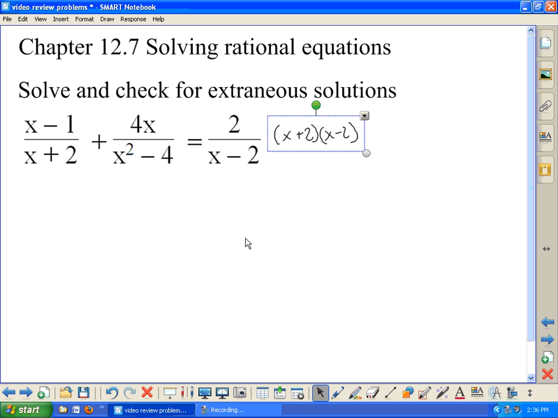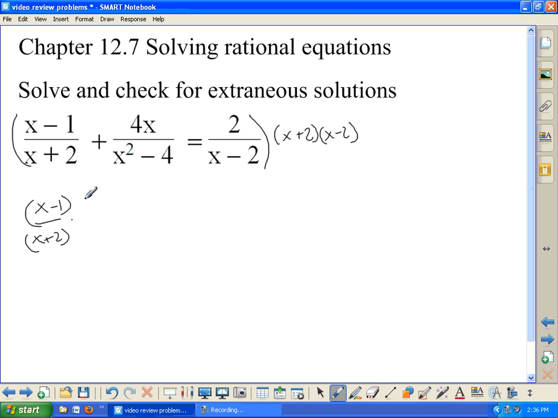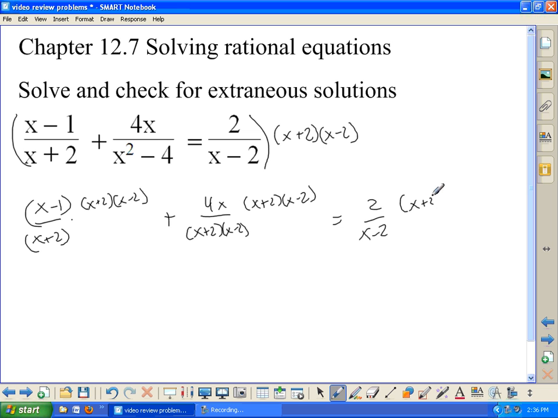Then what I recommend you do is you take that common denominator and you multiply the entire equation, both sides, by (x plus 2)(x minus 2). What that does is it gets rid of all of your denominators and leaves you an equation that does not have fractions in it. So remember, what you're really doing is taking this x minus 1 over x plus 2. You're going to multiply that times this common denominator of (x plus 2)(x minus 2), plus this fraction, the 4x over, I'm going to write this in the factored form, (x plus 2)(x minus 2), times this common denominator of (x plus 2)(x minus 2), equals, and then this fraction, 2 over x minus 2, times the (x plus 2)(x minus 2).